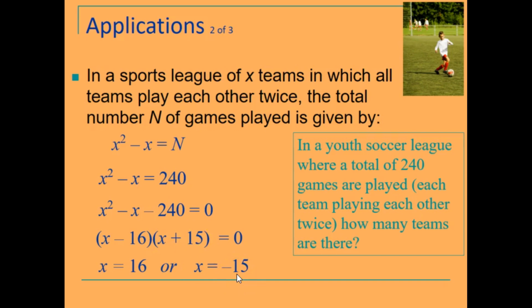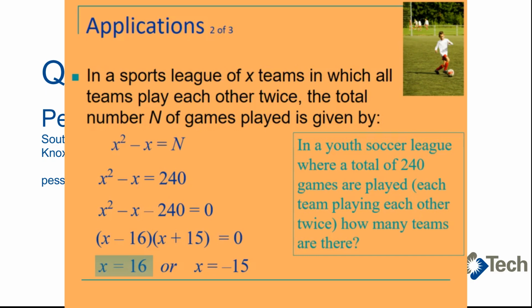We're looking for the number of teams. A negative number of teams doesn't make sense, though it is a solution to the equation. We're going to reject it and accept the fact that the number of teams that played and resulted in 240 games is 16. The solution to the problem.